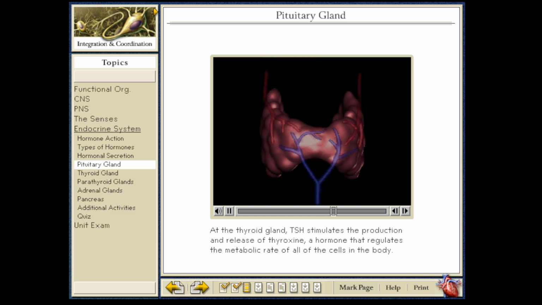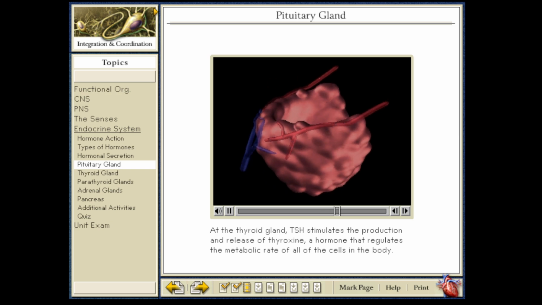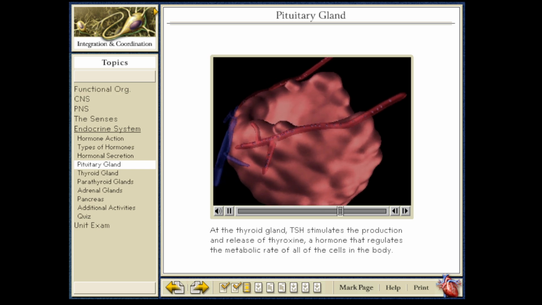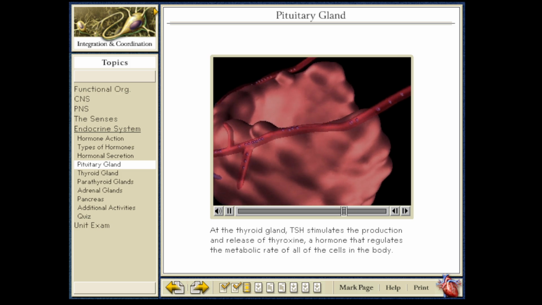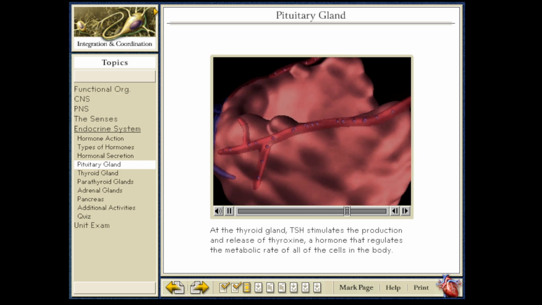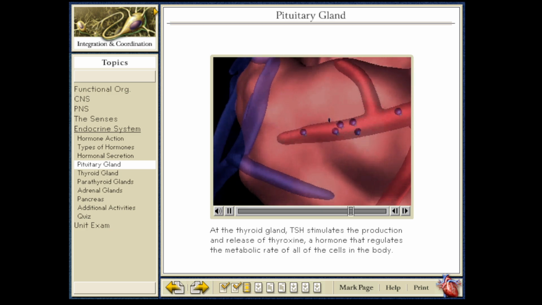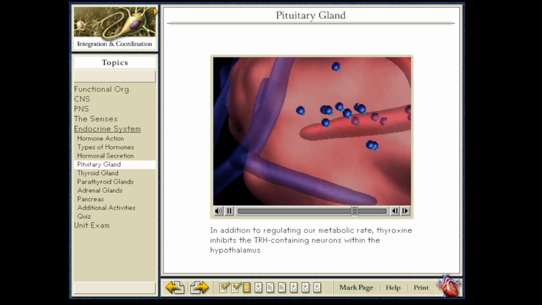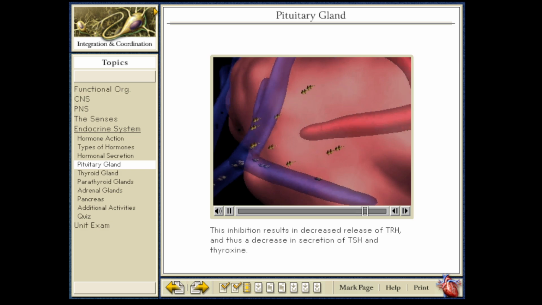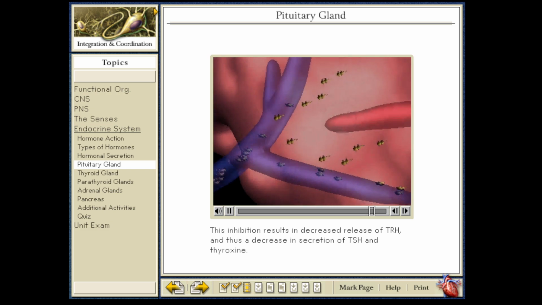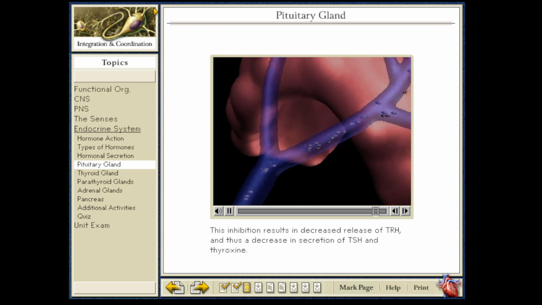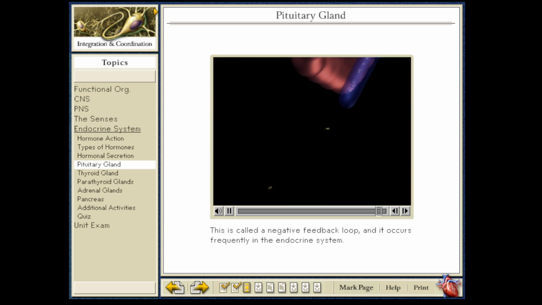At the thyroid gland, TSH stimulates the production and release of thyroxine, a hormone that regulates the metabolic rate of all the cells in the body. In addition to regulating our metabolic rate, thyroxine inhibits the TRH-containing neurons within the hypothalamus. This inhibition results in decreased release of TRH, and thus a decrease in secretion of TSH and thyroxine. This is called a negative feedback loop and occurs frequently in the endocrine system.